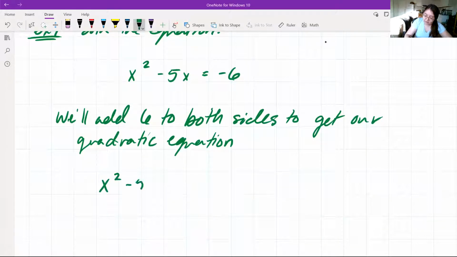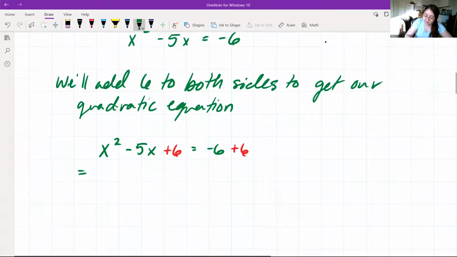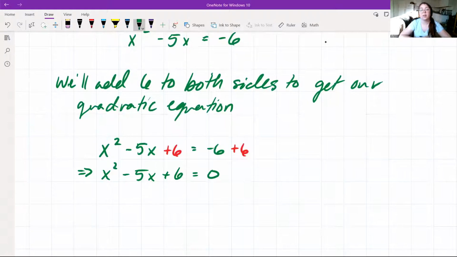So we'll add 6 to both sides. We'll get x squared minus 5x plus 6 is equal to negative 6 plus 6, which just gives us x squared minus 5x plus 6 is equal to 0. Now let's focus on the trinomial part of this equation. So we're going to focus on x squared minus 5x plus 6. And we just had multiple sections on factoring. So let's factor this trinomial.